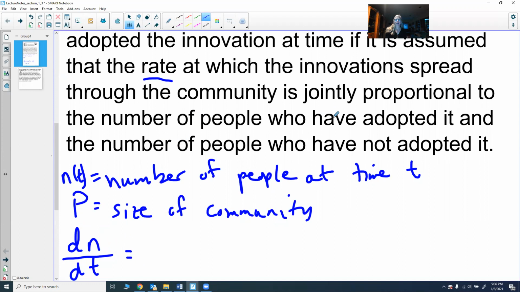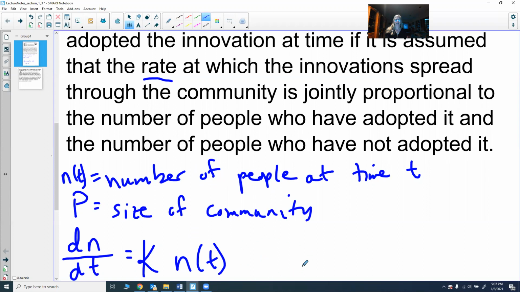We're told it's jointly proportional. So proportional means we're going to have some constant here. Give that constant some name. I'll call it k. I don't care what you call yours, as long as it has some name. And it's going to be jointly proportional to the number of people who have adopted it and the number of people who have not adopted it. So we know what the number of people who have adopted it is. We call that n of t. Jointly proportional just means we're multiplying these together. That's what jointly proportional means, or directly proportional, just multiplying these two things together.